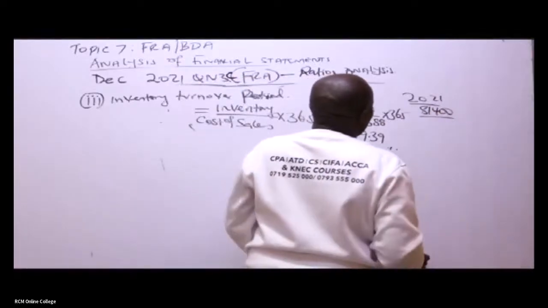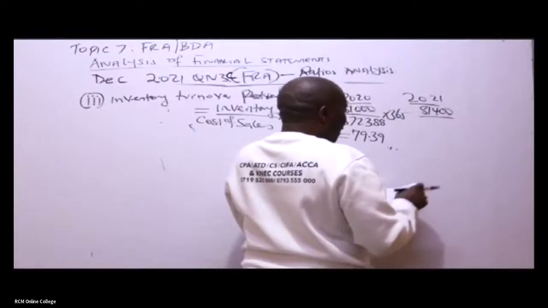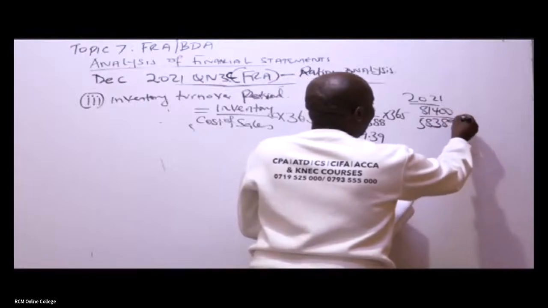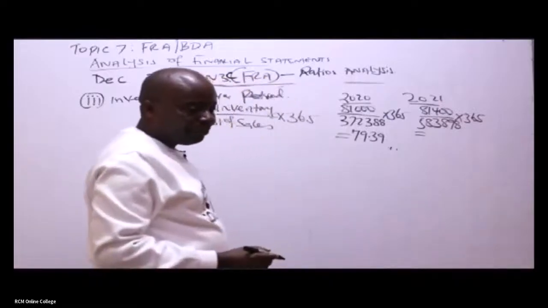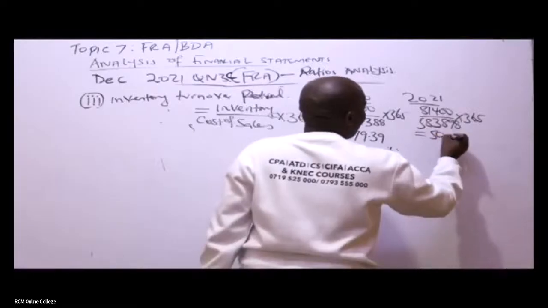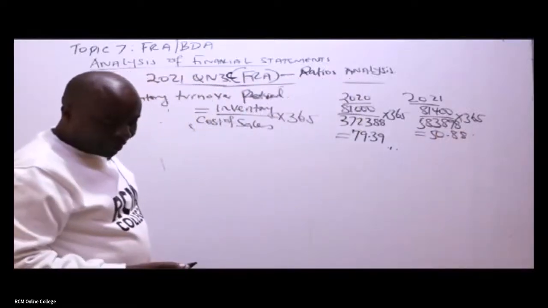81,400. You divide this by the cost of sales 2021, which is 583,898, times 365, which gives us what figure? 50.88. Thank you so much. We are over with that.